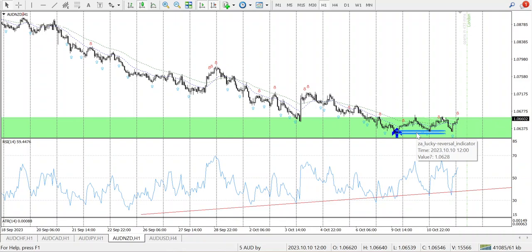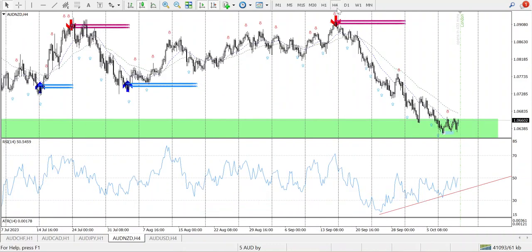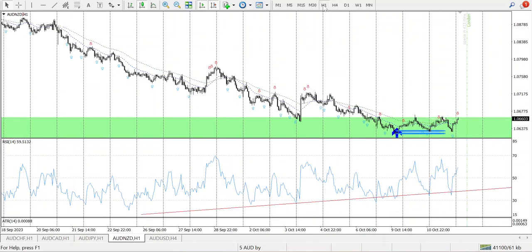I am not making any dream right now. So if I come to hour 4, you can see divergence here: RSI is going up while the market was going down, and here it is being stable right now. But this is taking the same area. So in hour 1, I would have taken this one.